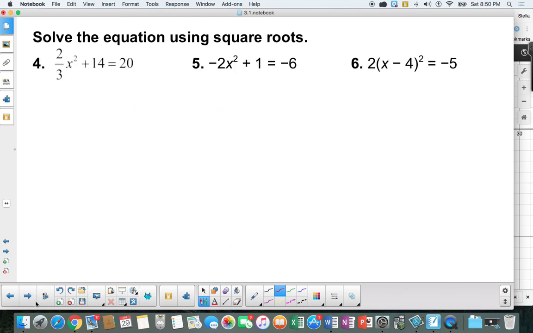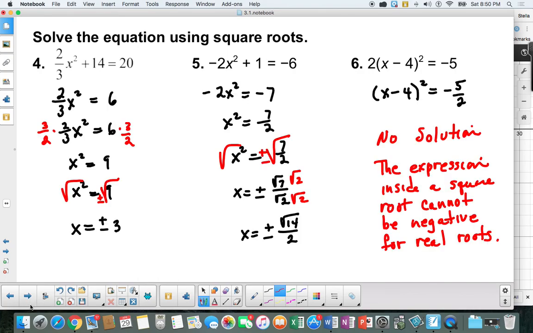Okay, now your turn. Stop the screencast and see what you can do. And here are the answers. This is the end of the screencast.